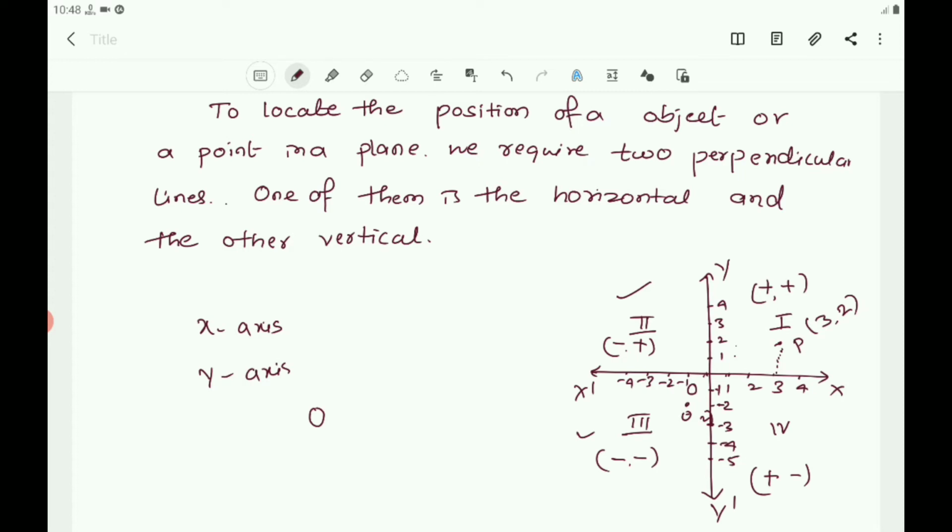In this way, in the first quadrant both x and y are positive. In the second quadrant, x is negative and y is positive. In the third quadrant both x and y are negative, and in the fourth quadrant x is positive and y is negative.